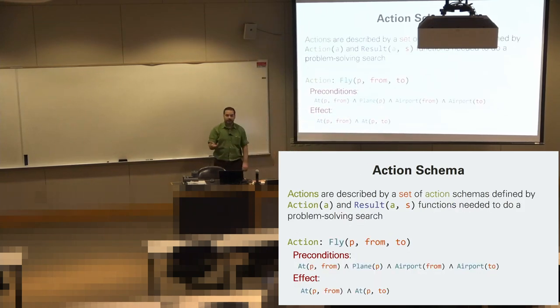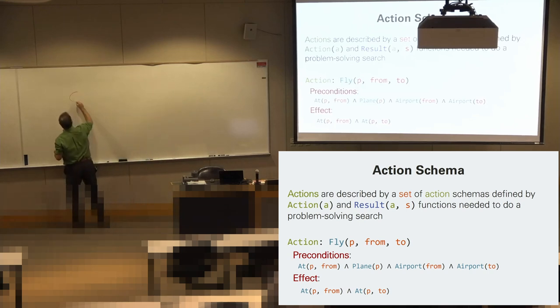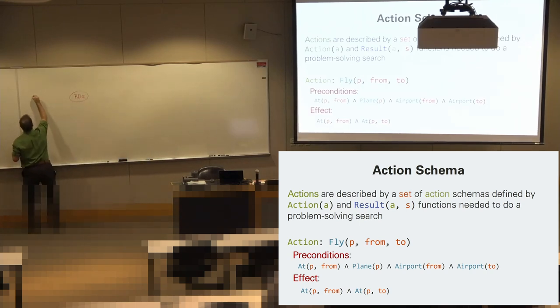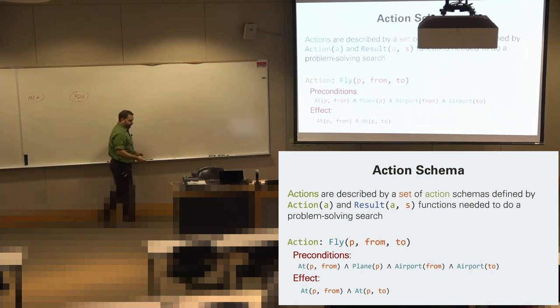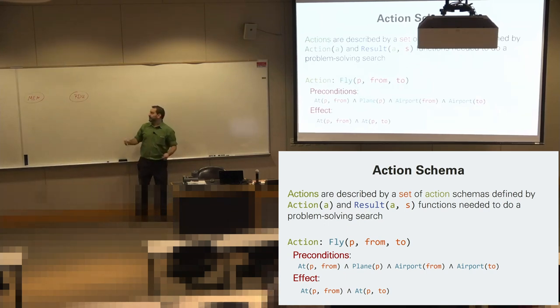So if we look at it from a variable perspective, this is the easier kind of example to work off of. What if I wanted to fly? Let's arbitrarily, because I'm flying out tomorrow, say I've got to go from RDU to Memphis, right?